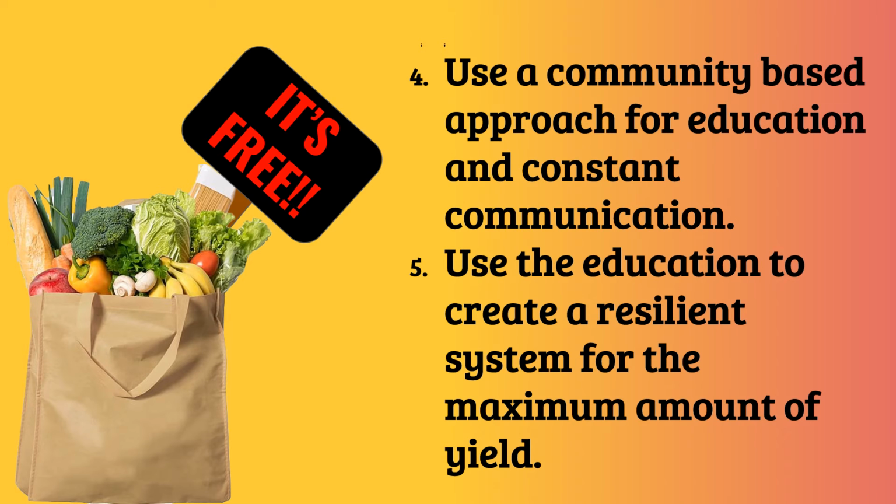Step 5, use education to create a resilient system for maximum yield. Leafcutter ants do not harvest as much as they could, as this would overload the system and lead to food waste. Erica peatland plants stagger their pollination time, and our system relies on a variety of produce with staggered harvest times, so food is available all year round.